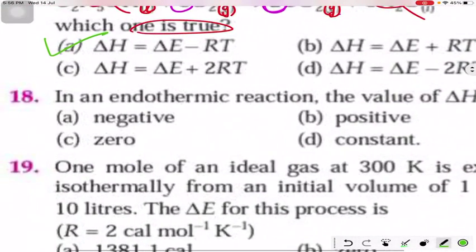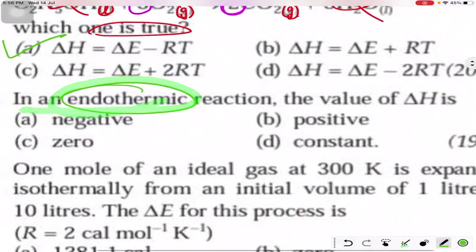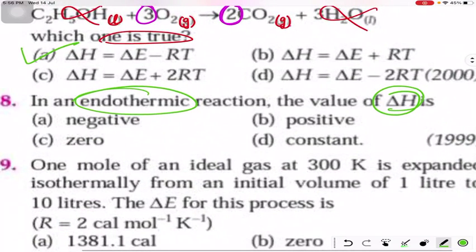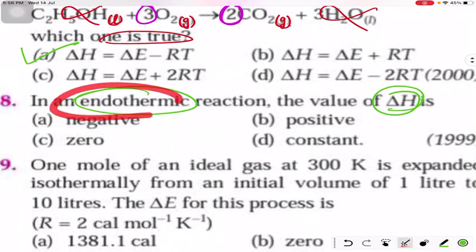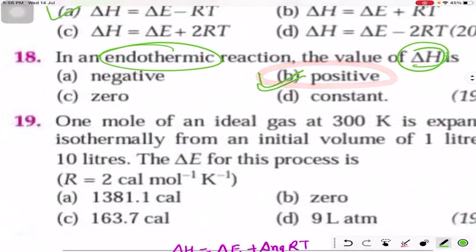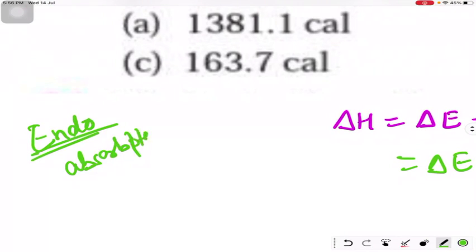Next question is, in an endothermic reaction, the value of delta H. You are asked about the sign of del H for an endothermic process. So for an endothermic process, your del H is positive. Why is it positive? Because an endothermic process is accompanied by absorption of energy. Who is absorbing that energy? Energy is being absorbed by the reactant molecules.